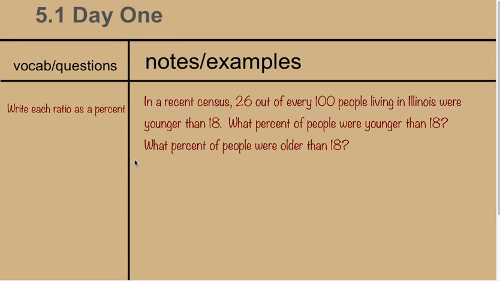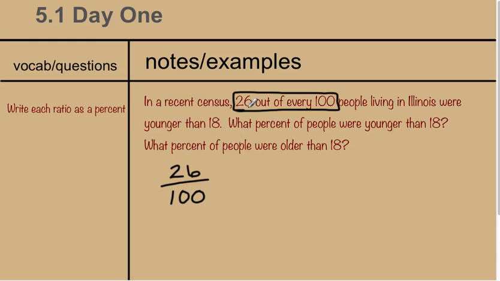Write each ratio as a percent. Well, remember, a ratio is just a comparison between two separate numbers. So in this case, I'm going to be comparing these numbers, and I want to find their percent. This ratio isn't necessarily written like a ratio, though. So to write that as a ratio, I'm going to write it as 26 over 100.